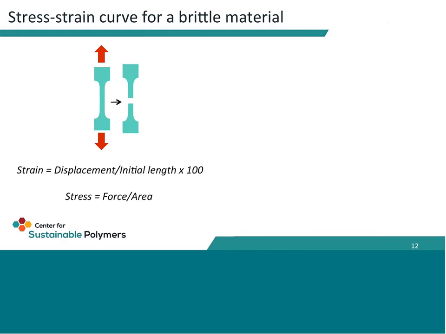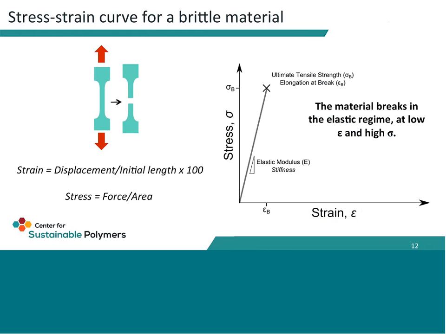We take each end of the dog bone and we pull it, and we can measure the strain, which is the displacement over the initial length, as a percentage. We can also measure the stress, which is the force we apply per unit area. This results in this very simple stress-strain curve, where the point at which it breaks is denoted by the X. This gives us two values, the ultimate tensile strength and the elongation at break.